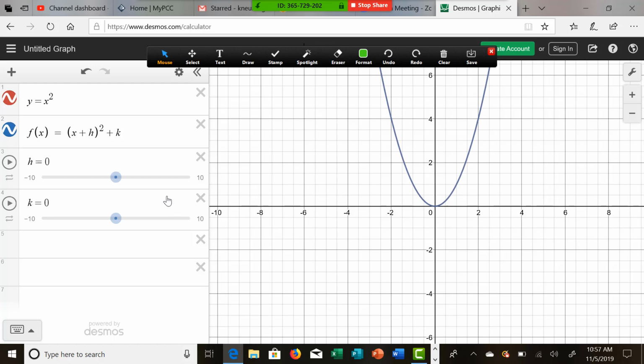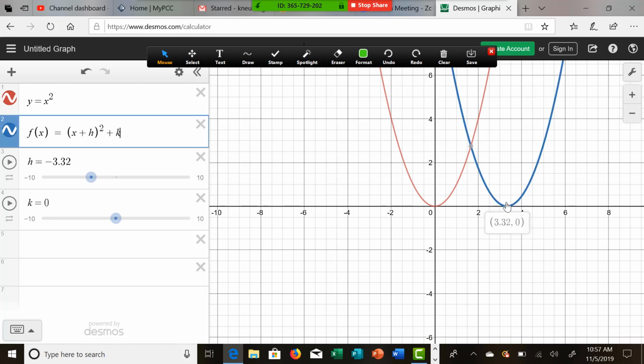I'm going to now just move h around. So k, which was outside here, moved the graph up and down. Let's look and see what h does. So I'm going to play h, and notice, oh my goodness, we're going left and we're going right, and it's changing. Now I'm going to stop it for a minute. Notice I stopped it, and it's over here at probably 3.32. If I were to click on this, yeah, it's over at 3.32. Notice that our h is a negative 3.32.